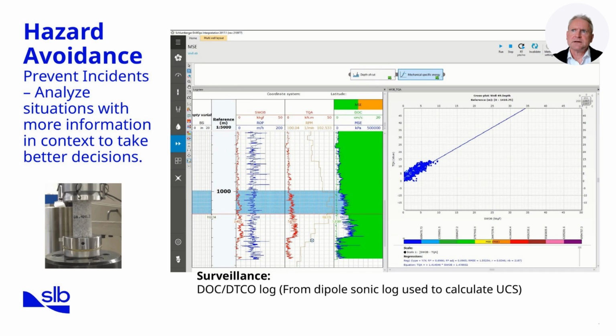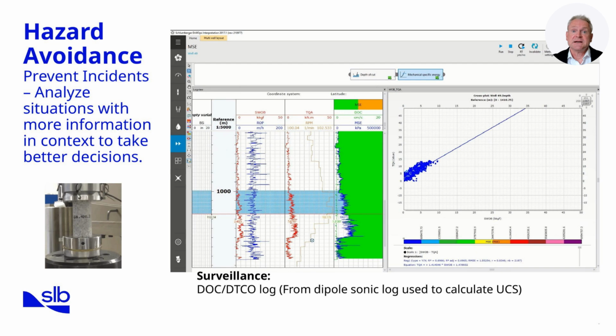Hazard avoidance is another benefit of real-time monitoring and analysis. By integrating data such as depth of cut, torque, and sonic-derived UCS logs, we can place drilling performance in geological context. This allows us to recognize potential risks earlier and make informed adjustments.